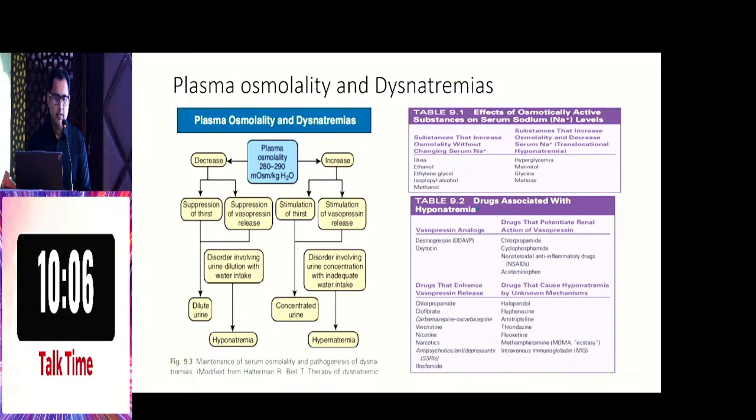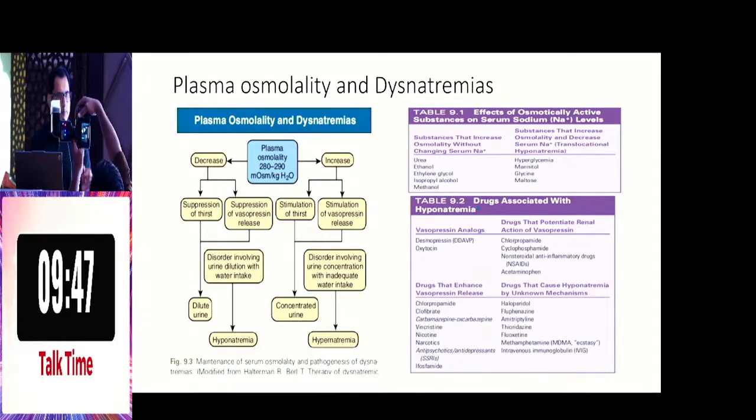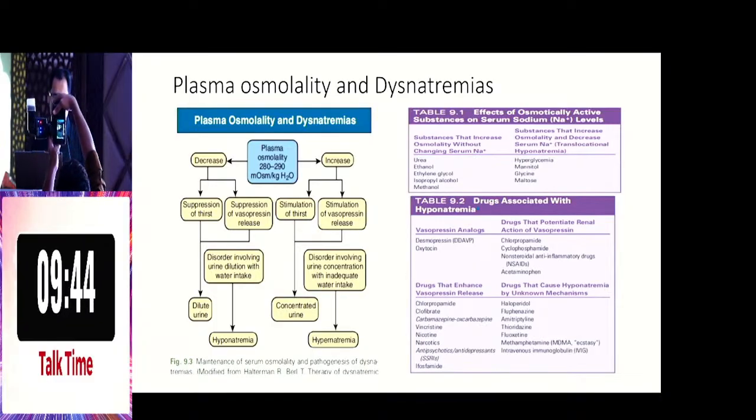In this table, on the left there are certain molecules like urea, ethanol, ethylene glycol. These are ineffective or non-osmotic electrolytes, which increase the plasma osmolality, but they do not cause a decrease in the sodium. So these are ineffective osmolytes. On the right, if there is a high glucose level, or if the patient is given mannitol, glycine, maltose, these are effective osmolytes, and these are also the causes of translocational hyponatremia.